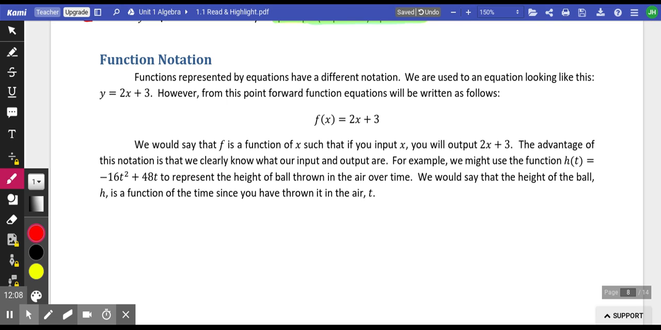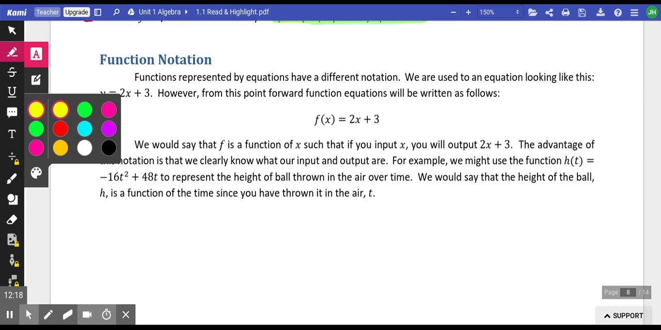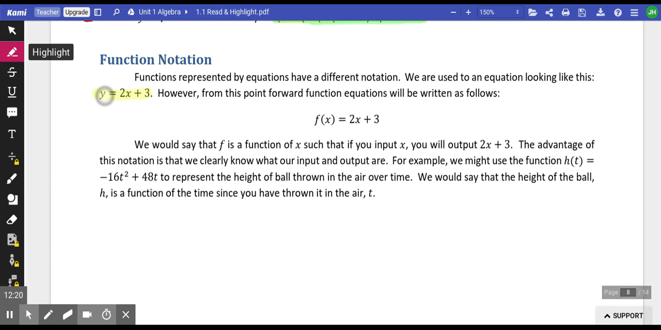Functions represented by equations have different notation. We are used to an equation that looks like this. It looks like y equals 2x plus 3. We've seen those forever. Y equals 2x plus 3, y equals x plus 7, so on and so forth. However, from this point forward, function equations will be written as this.